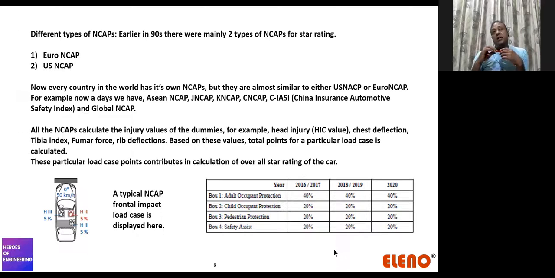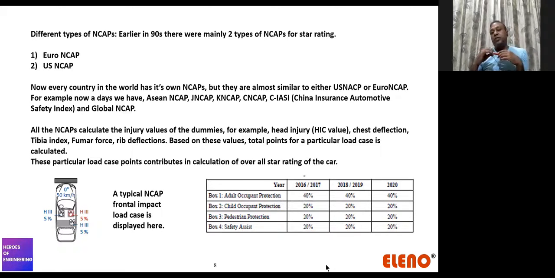So the occupant safety has the maximum weightage, or the maximum points, or the maximum influence, you can understand in this way, in a star rating. If your car is safe to the occupant, then out of five, maybe you are getting 2.5 stars. So let's say in another star rating category your car is failing, but in occupant safety the car is passing, then definitely you will be achieving 2 to 2.5 stars. Now coming to the next, the child protection.